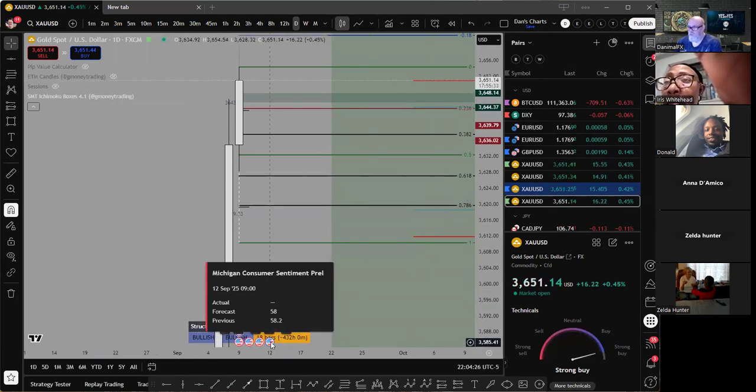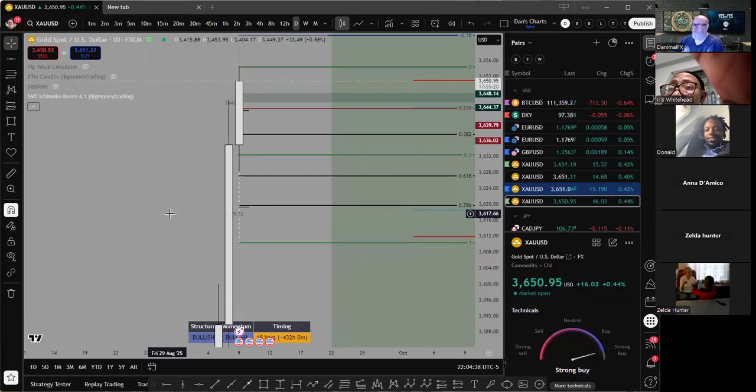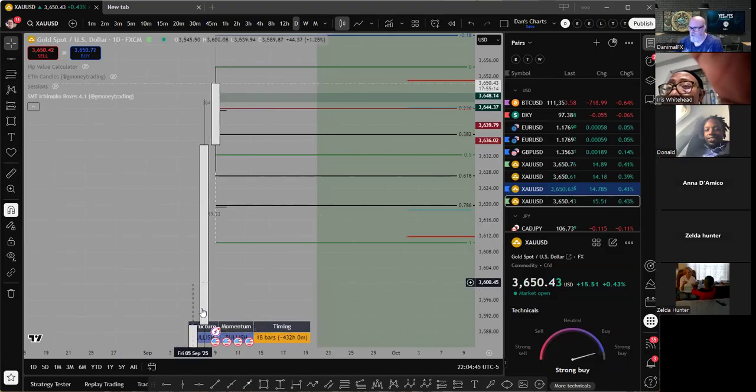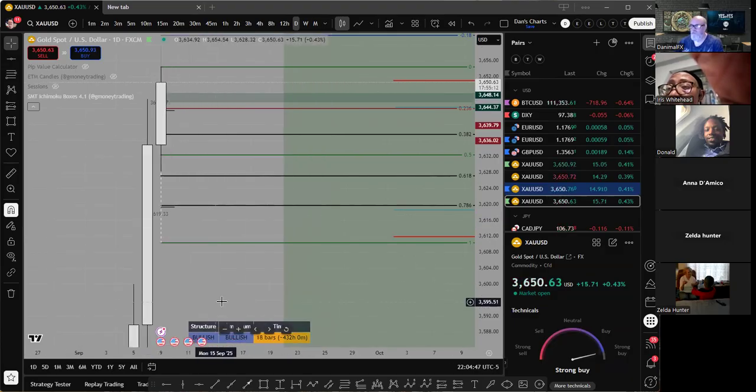And then here's the rest of the week. So the 12th, they've got Michigan Consumer Sentiment. That's usually not a big deal, but it could be because it's all about consumers and the price of the dollar. That's what we're looking for this week. You can check the news on your TradingView account, which is easy to do.